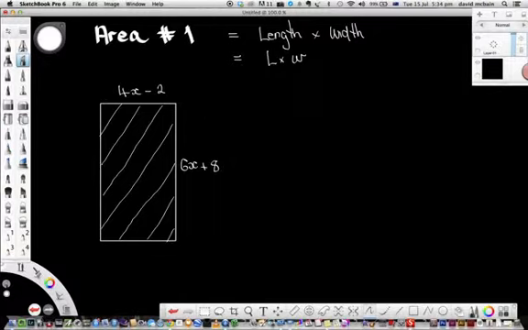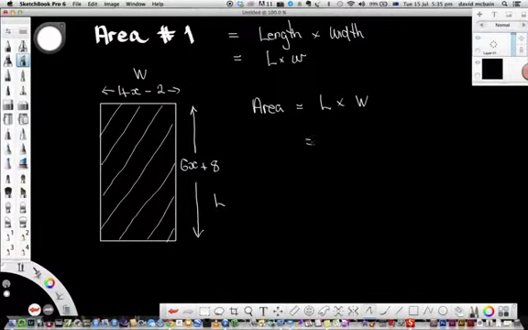So hopefully you can see that this is the length of our rectangle. That's L, which is 6x plus 8, and the width of our rectangle is this dimension here, and that is equal to 4x minus 2. So if we want to come up with an algebraic expression for the area of this rectangle, then the area would equal the length times the width, that's L times W, which is going to equal 6x plus 8.